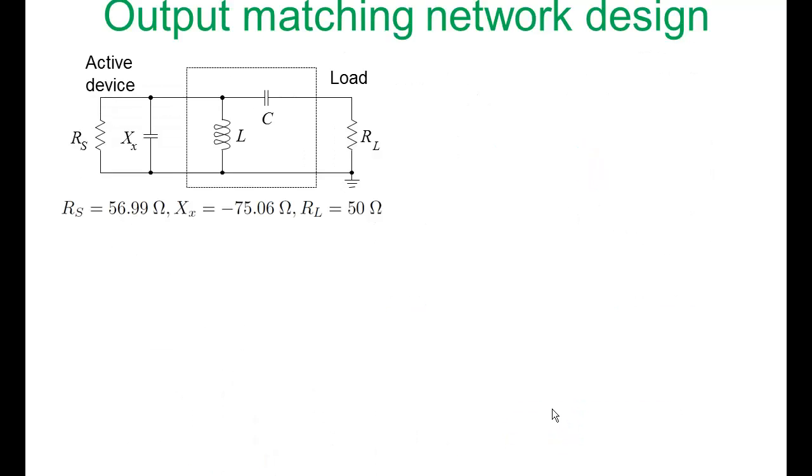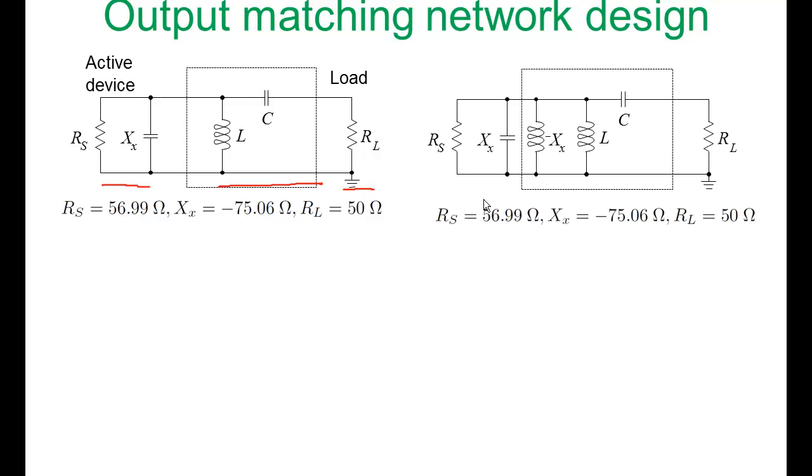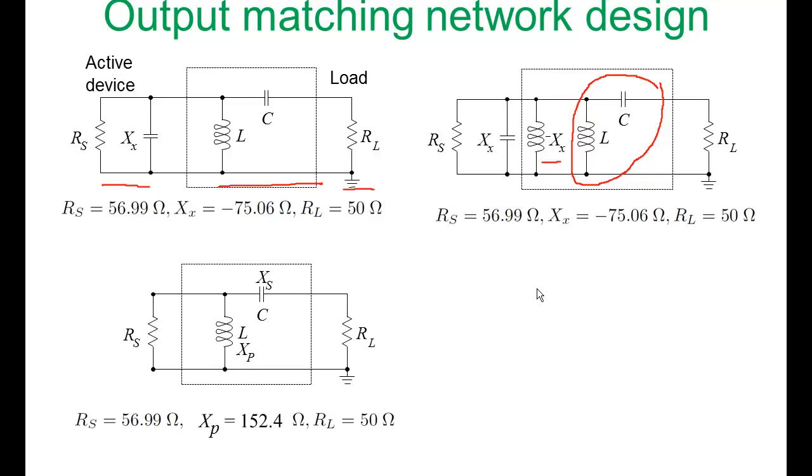So let's quickly go through our output matching network design. Here is our output matching network. There's our model for the output of our transistor, and here's our load. Our choice is to resonate out this capacitor, but we're using this matching network, so minus XX will be included in our inductor. Ignoring XX and just considering matching RS to RL, this is our matching network design.